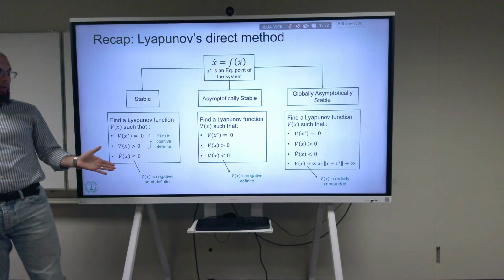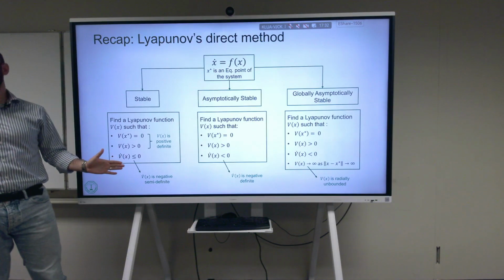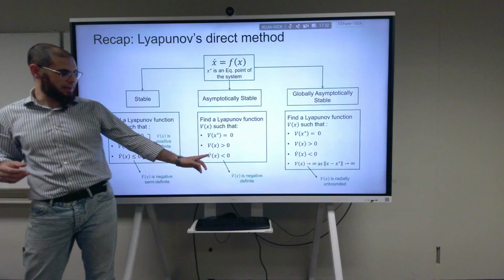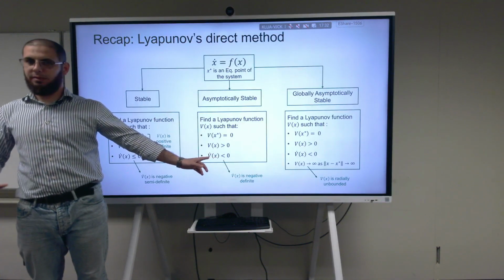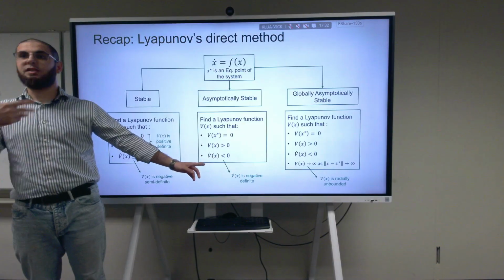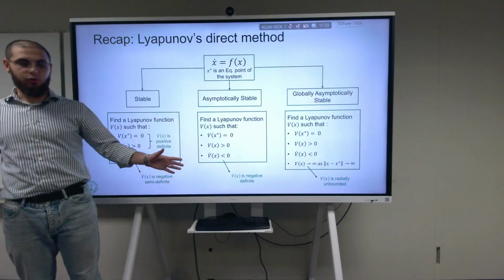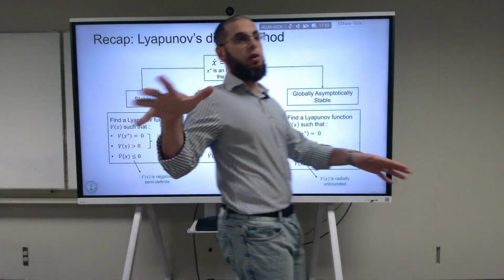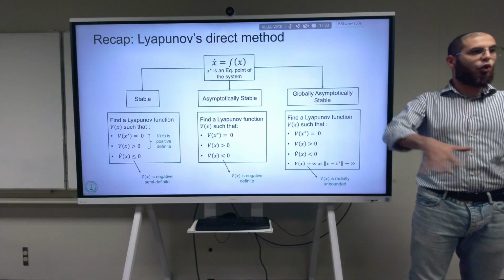If you have the same criteria, but a stricter condition, that not just negative semi-definiteness of V dot, but you can also show it's negative definite, you can conclude it is locally asymptotically stable. If you want the stronger criterion, that it's globally asymptotically stable, you have to add one extra condition on these three: that V goes to infinity as you move away from this equilibrium point in all directions. Okay?